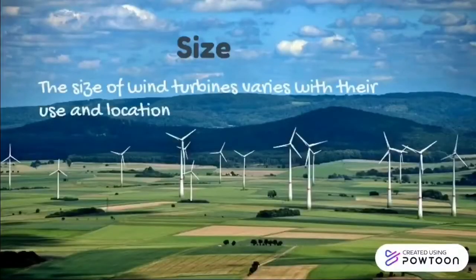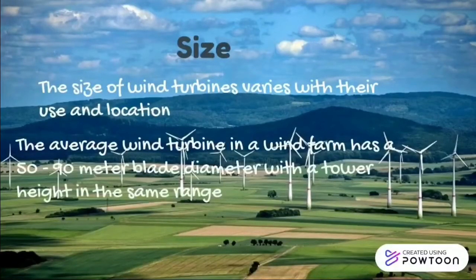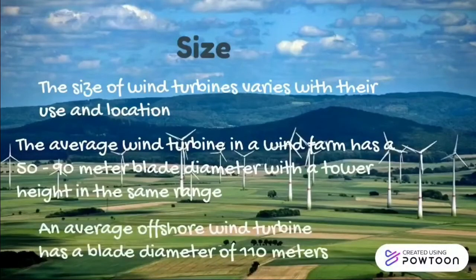Size. The size of wind turbines varies with their use and location. The average wind turbine in a wind farm has a 50 to 90 meter blade diameter with a tower height in the same range, while an average offshore wind turbine has a blade diameter of 110 meters.